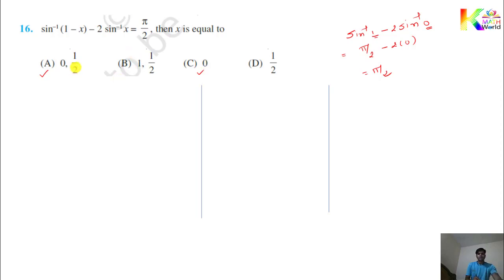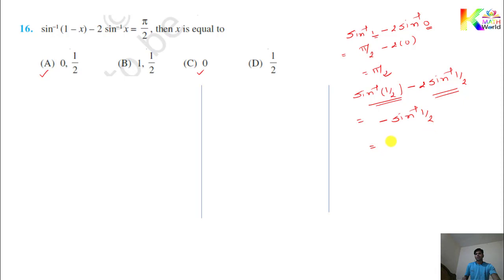So now second value is also there 1 by 2. So put that 1 by 2 here on the left hand side. So what you get? Sine inverse of 1 minus 1 by 2. It means you got 1 by 2 minus 2 times sine inverse of x is replaced by 1 by 2. So this is 1 times sine inverse 1 by 2, and on this side 2 times sine inverse 1 by 2. It means 1 minus 2. It means you got minus sine inverse 1 by 2.